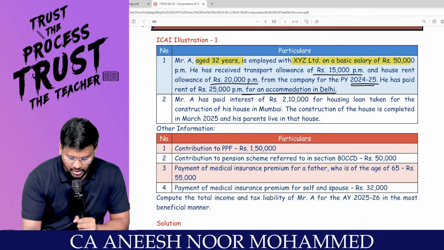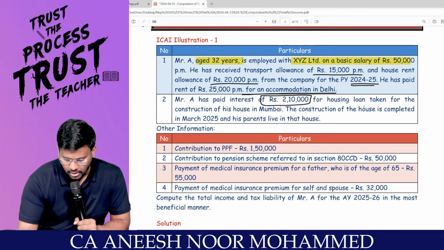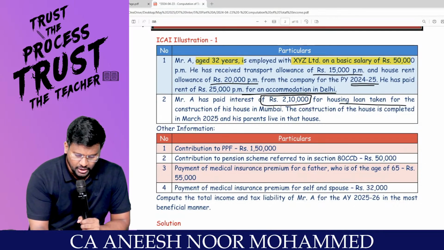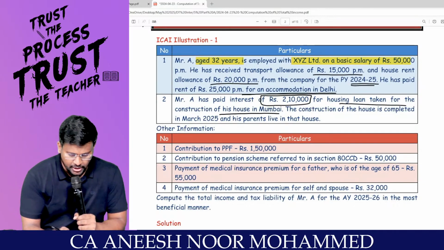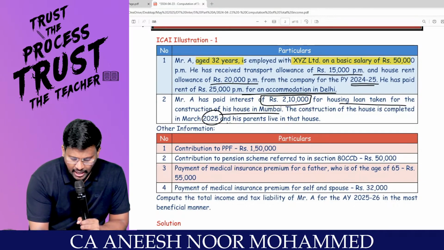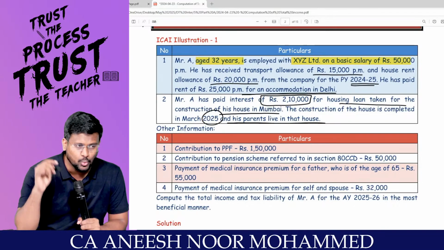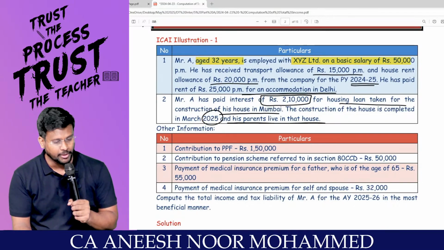Mr. A has paid interest of 2,10,000 for housing loan taken for the construction of his house in Mumbai. Construction of the house is completed in March 2025 and his parents live in that house. That means the property is a self-occupied property.